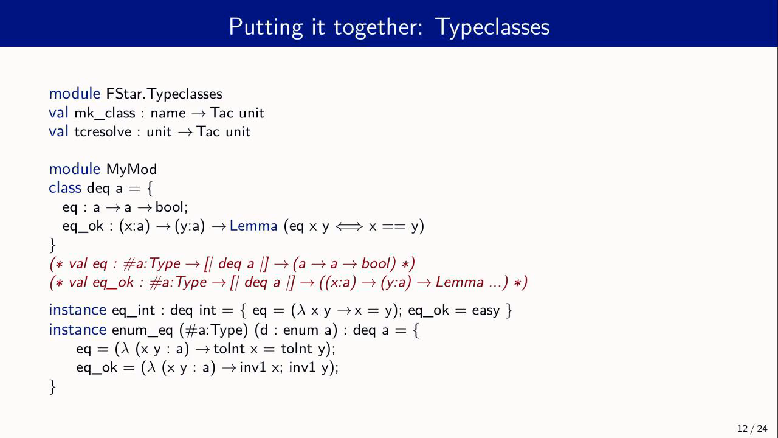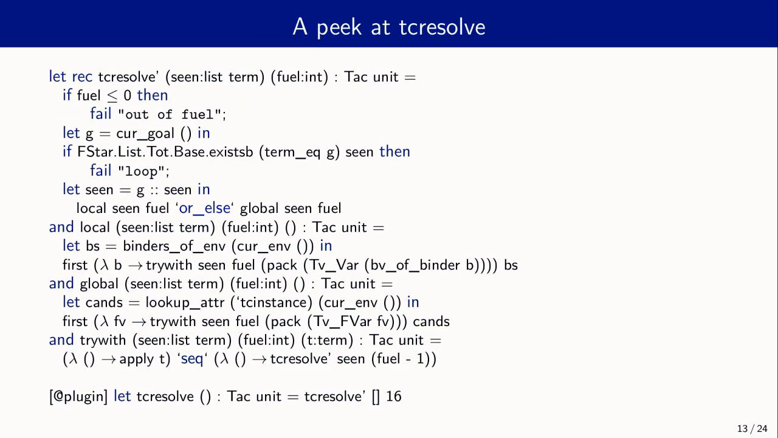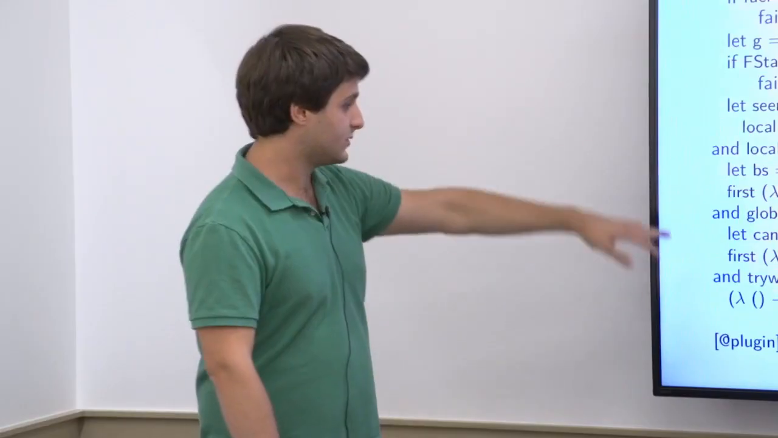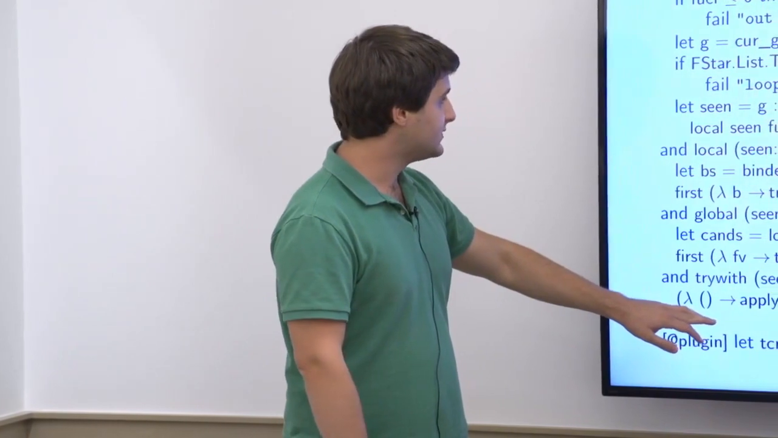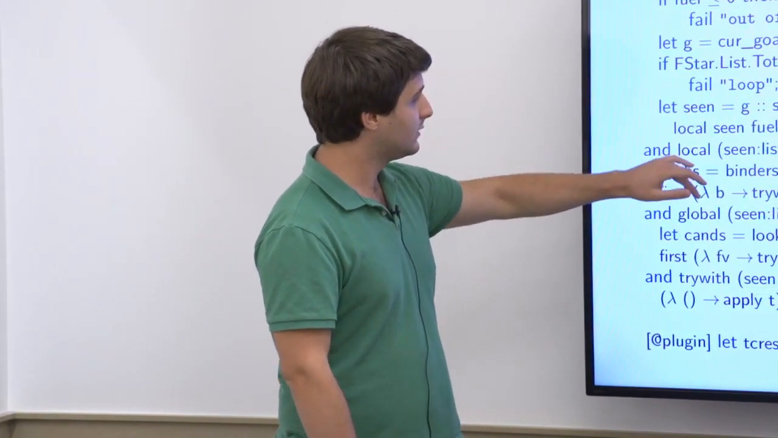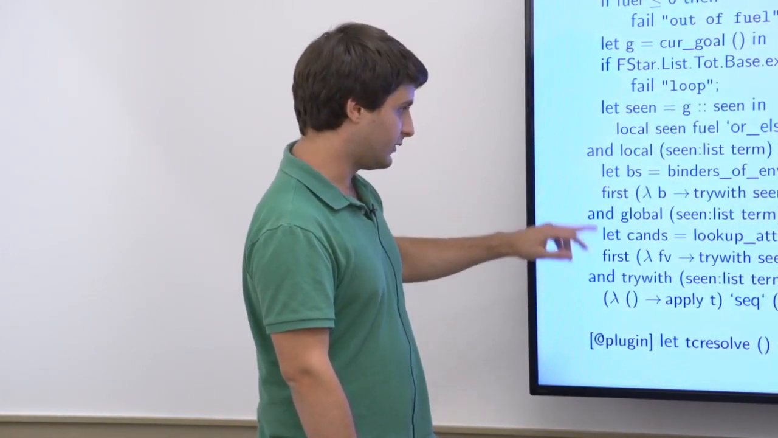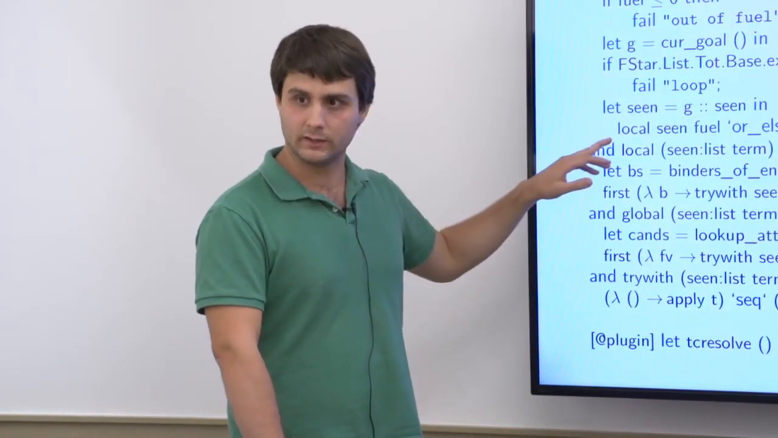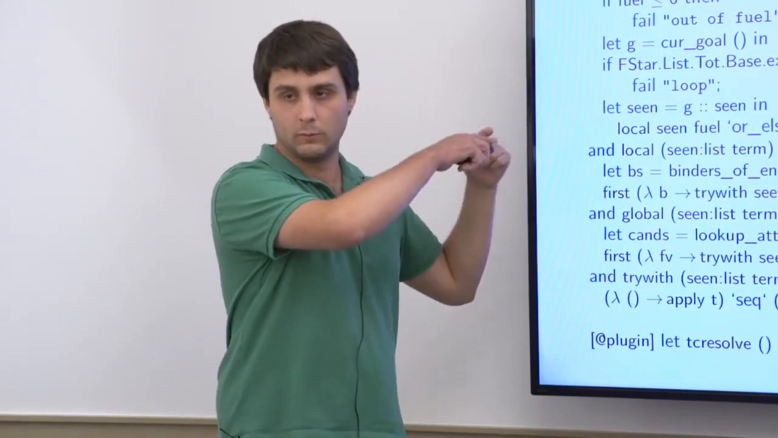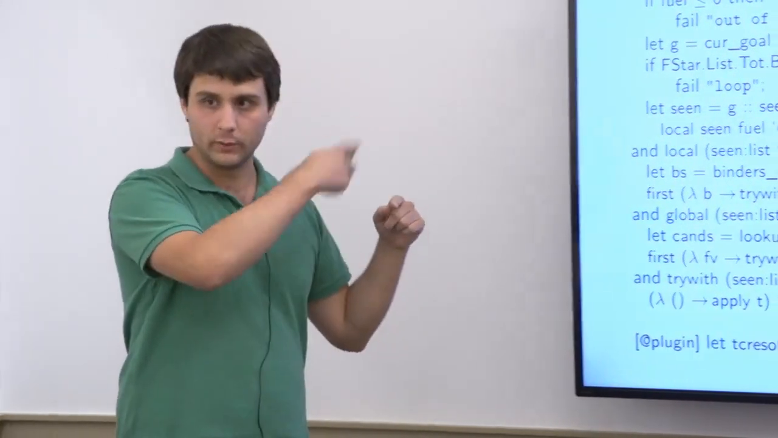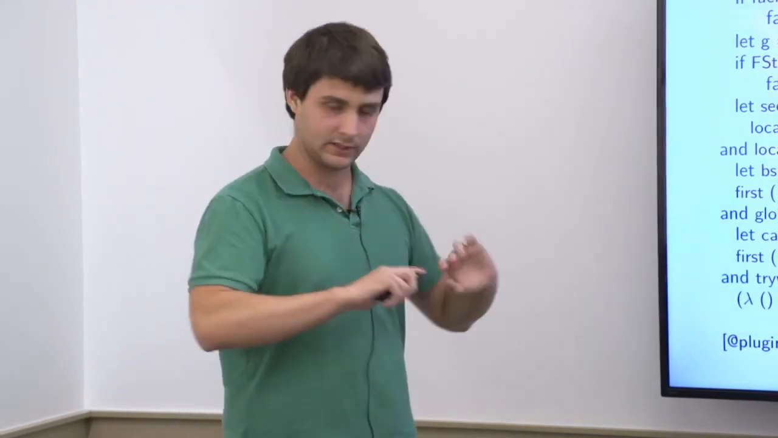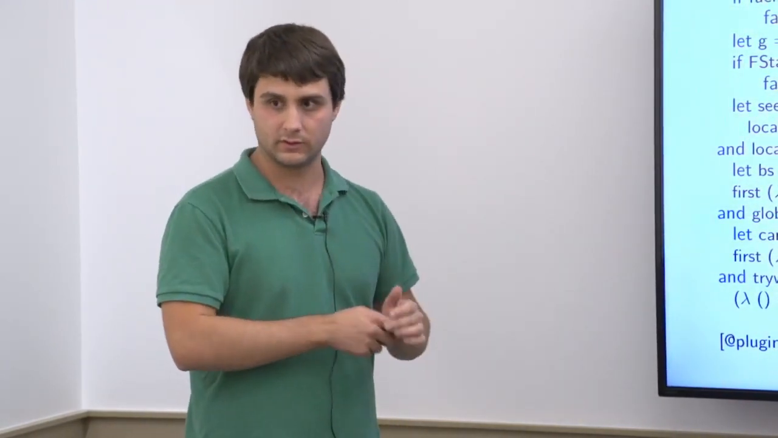And TC resolve, the thing that does the resolution for dictionaries, is actually this. It's like 20 lines or something. The MK class is actually a lot larger. And this is basically a backtracking search. You see it in use in the ORLs here, and first. All of these are combinators that allow you to do some backtracking. And as soon as something fails and you go back, the proof state is reset, along with all unification meta variables. So you're completely clean at the point where you started.